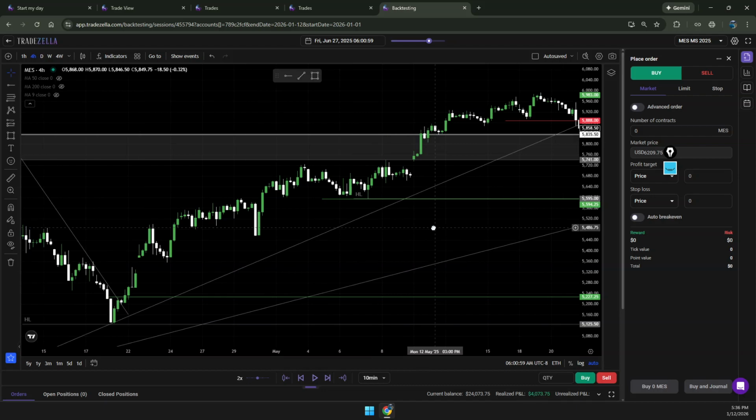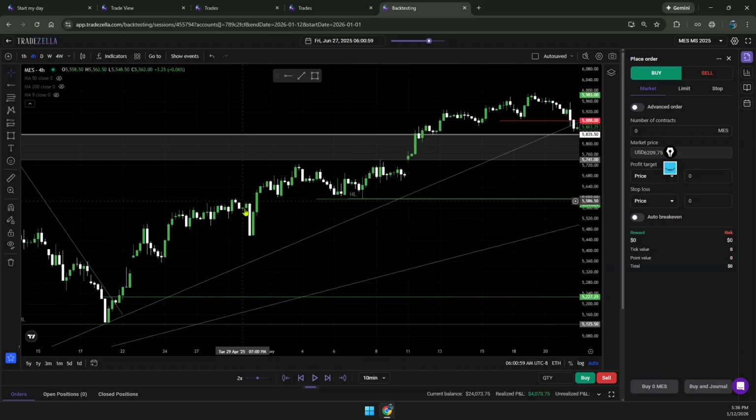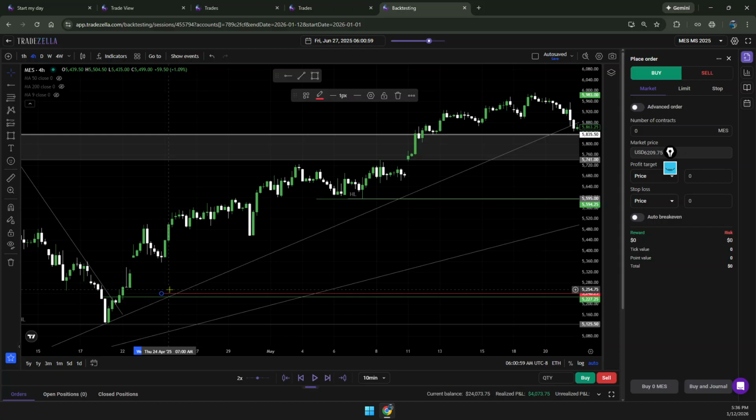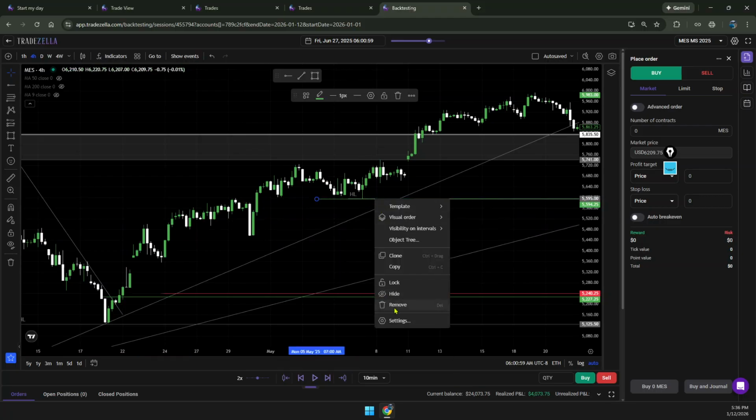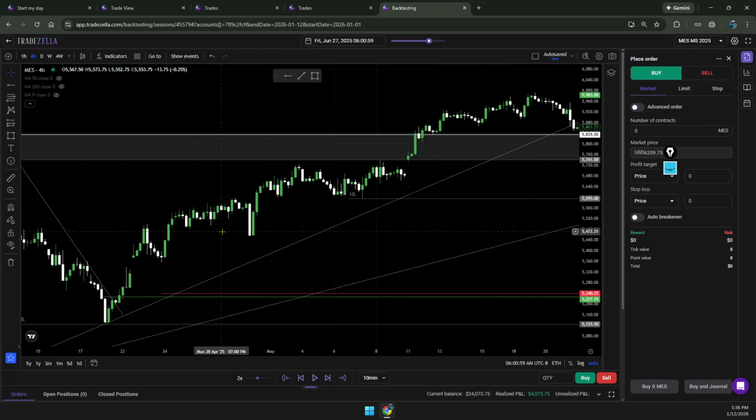So that's trailing the pullbacks. You're just waiting for a good strong pullback. I don't move my stop until I get to the top of that pullback, until price gets back to the top and I know I'm safe. Definitely want to always be aware of support resistance levels when you're doing that. That makes a big difference.